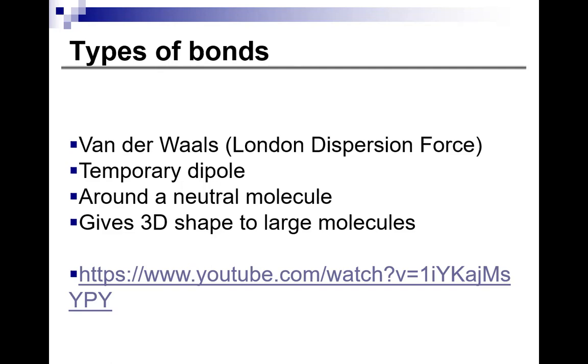So the dipoles will essentially, you have this very fleeting moment of negative that can allow things to interact with each other. But it's temporary because when those electrons move, then that van der Waals or London dispersion force is broken. You can see these around neutral molecules. So if you have a nonpolar covalent molecule, it can still have these London dispersion or van der Waals forces happening that can cause interactions to happen. And it helps to give 3D shape to large molecules.